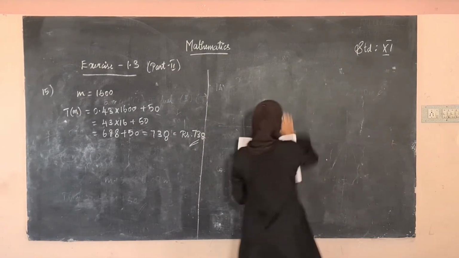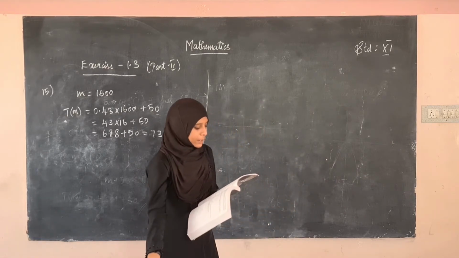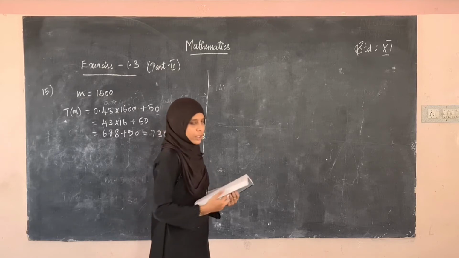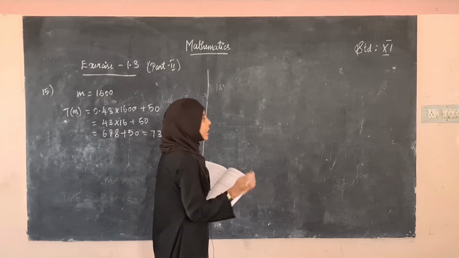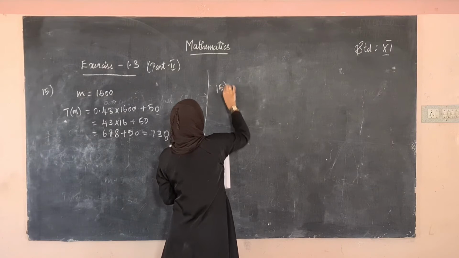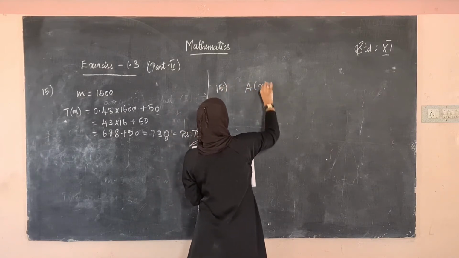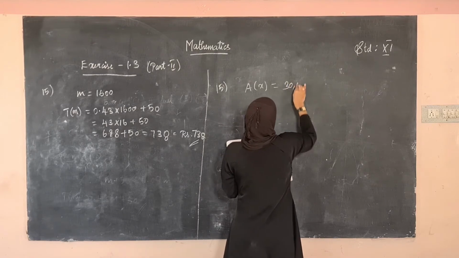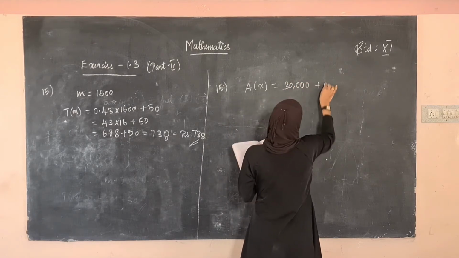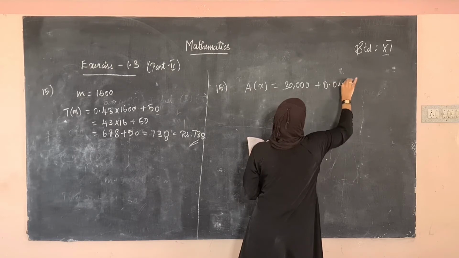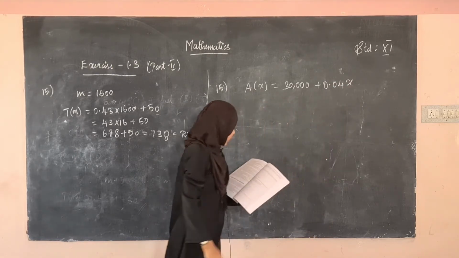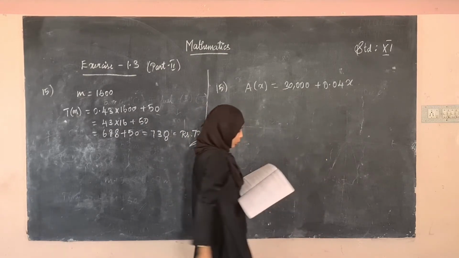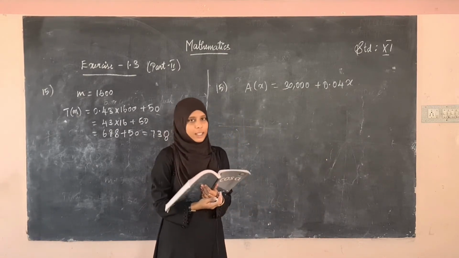What's the question given in the 16th sum? A salesperson whose annual earnings are given by the function a of x, which is equal to 30,000 plus 0.04 into x, where x is the rupee value of the merchandise he sells.